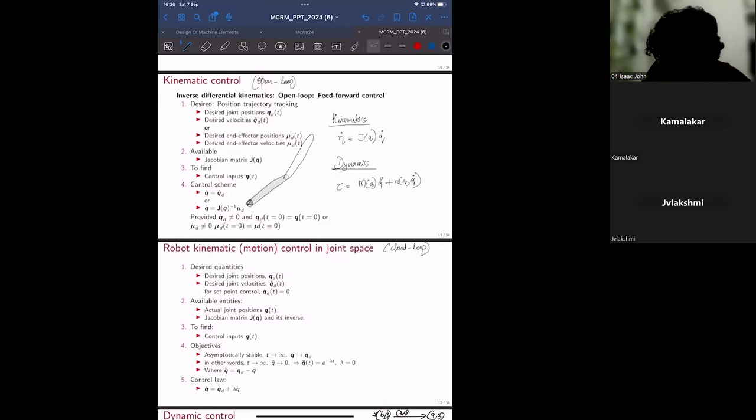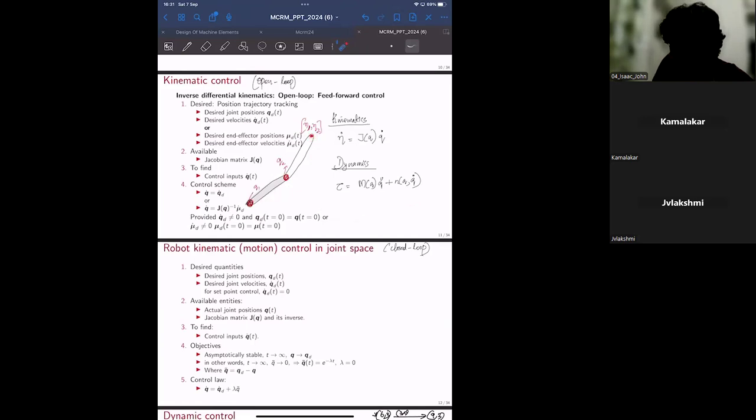So let this be the first joint. I'll label this as Q1. This is the second joint, Q2. I'll label the task-space axes as eta1 and eta2 instead of x and y, to make it clear that this is task space and these are joint space. So your objective is that you want your end effector to go through a series of points. You call this a trajectory.